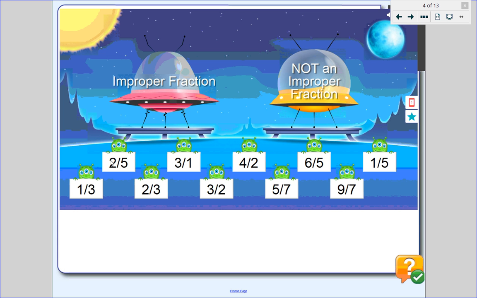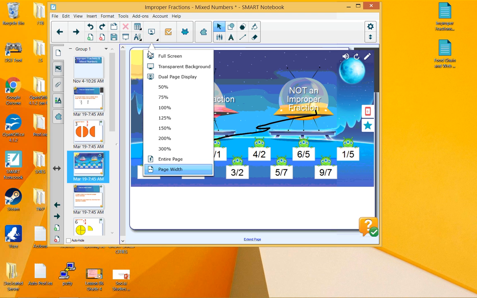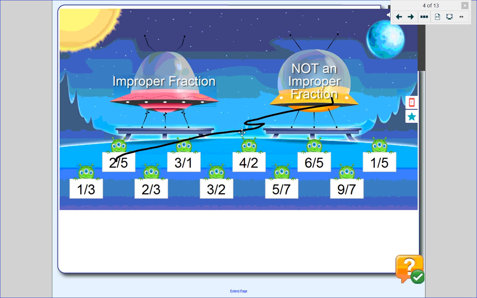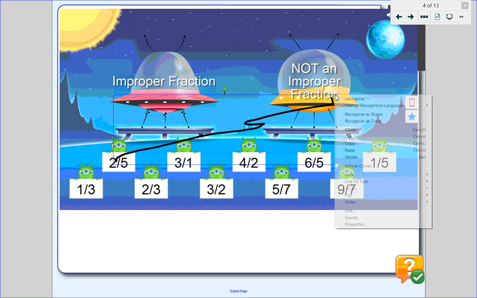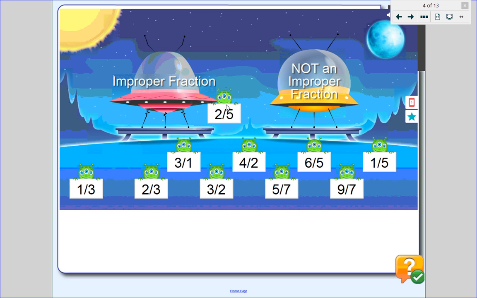Okay, so if we look at these here, 2/5. Smaller on top, larger on the bottom. We would put that into a proper fraction, or what we would call a not an improper for today. So we put that in the not an improper one.